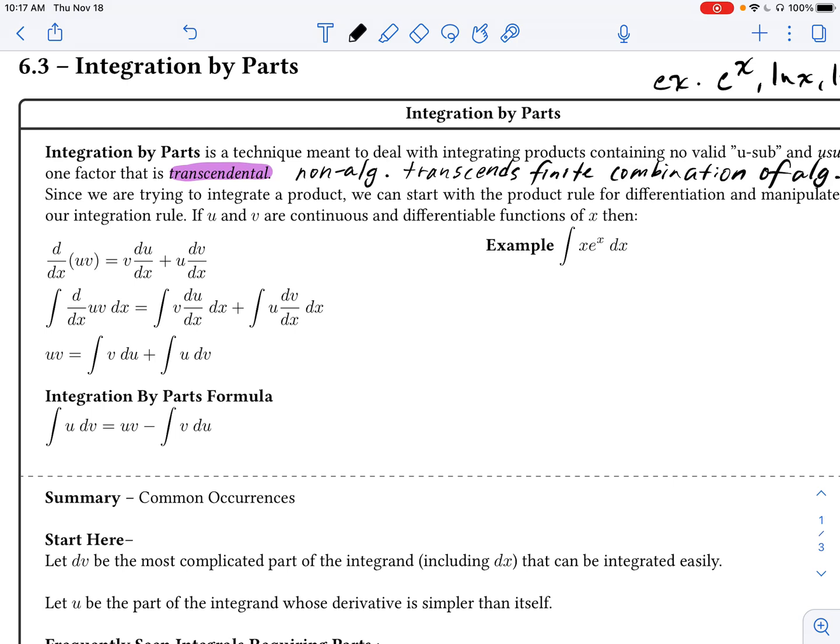So up to this point, there's really no way for us to actually deal with these types of functions other than to use what's called integration by parts. So now that we know that u sub doesn't work here, and we recognize that one of our factors in our integrand, e to the x, is a transcendental function, this would make this a really good candidate for integration by parts. Well, how does integration by parts work?